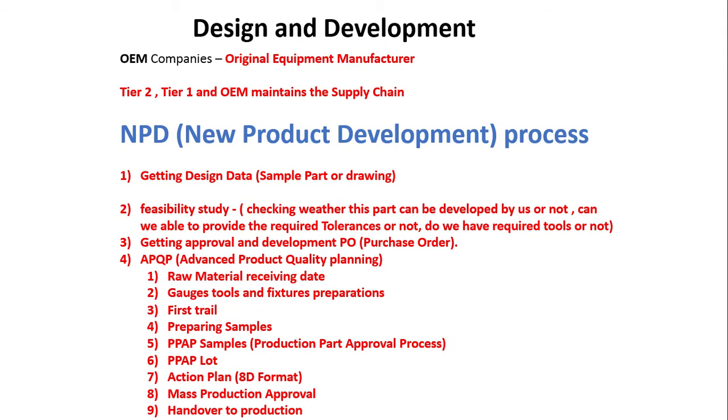With respect to the tier 1 and tier 2 information, the OEM will manufacture the components, and tier 1 and tier 2 will help us to manufacture that particular component, and then they will deliver it to the customers with respect to their requirements.